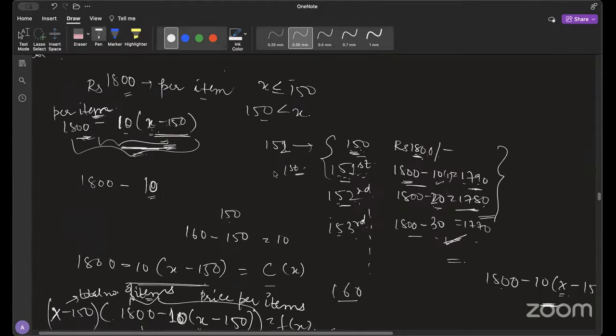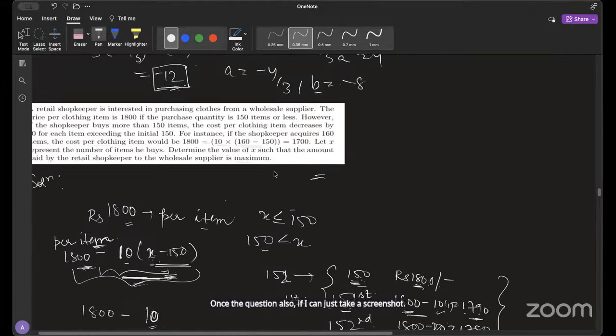Yes, ma'am. We can also differentiate to get the value of x. Yeah, you can differentiate. Once the question also, if I can just take a screenshot. Yes, ma'am. Ma'am, please tell us the differentiation method.